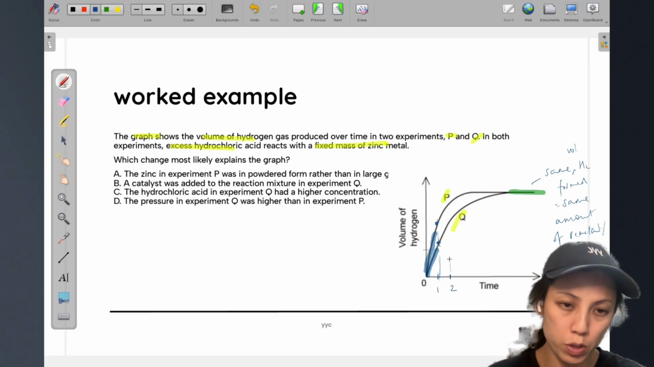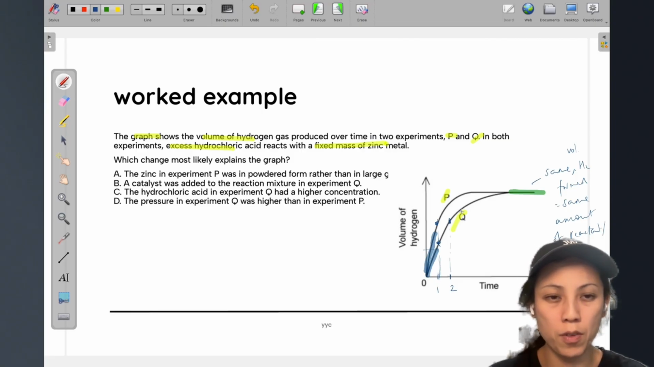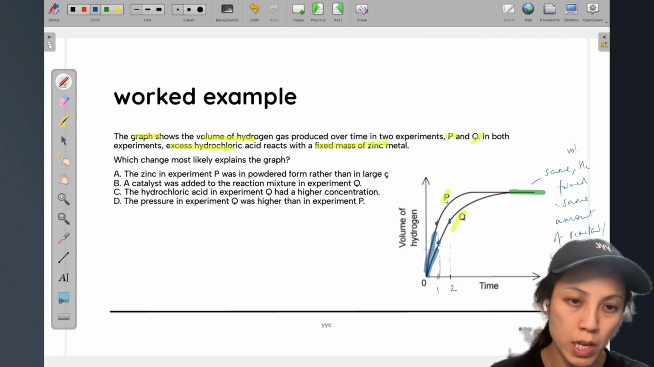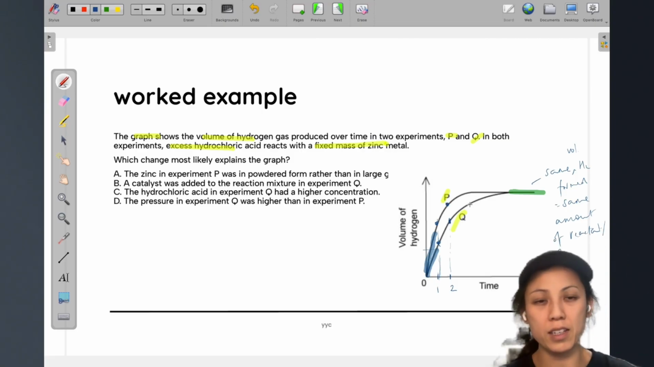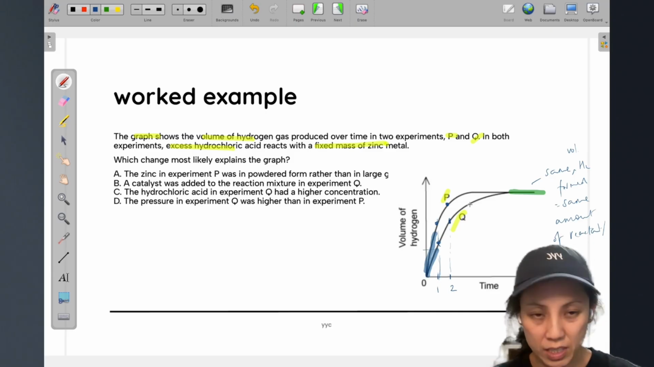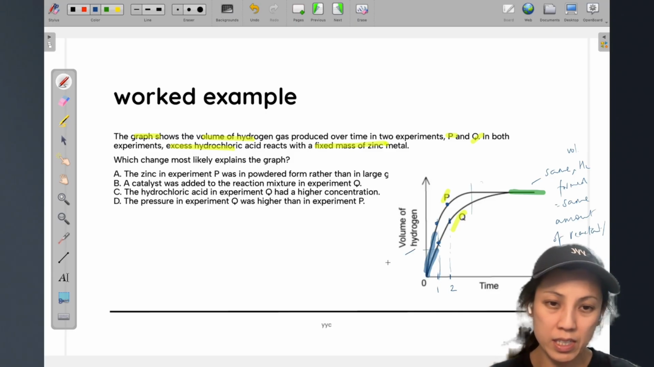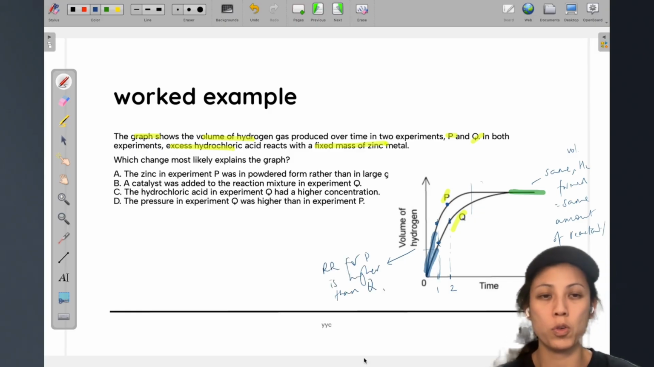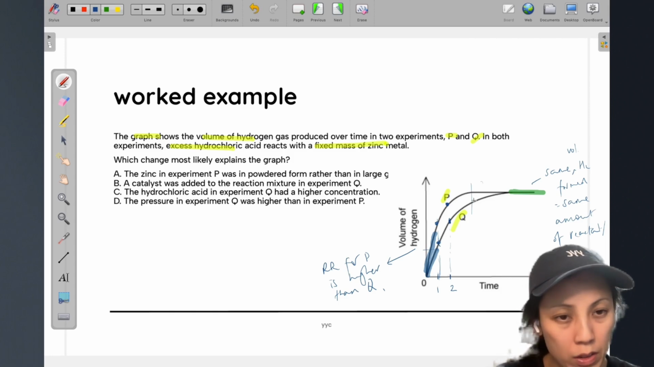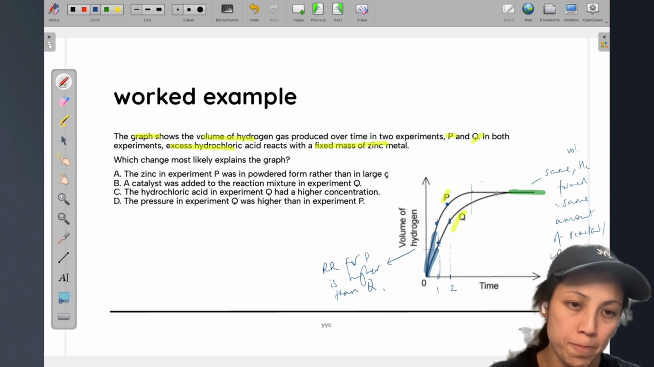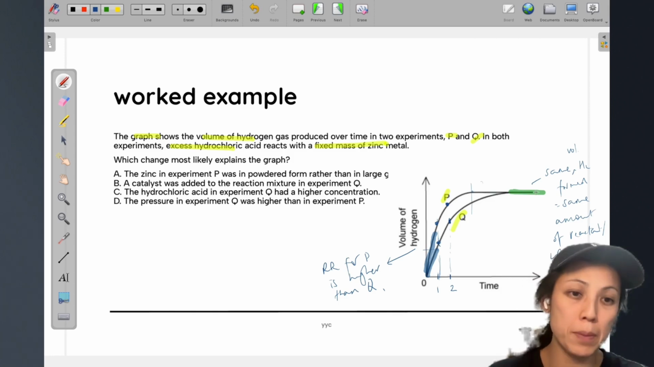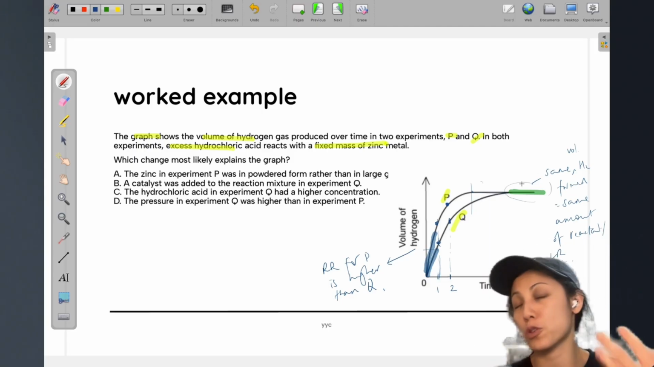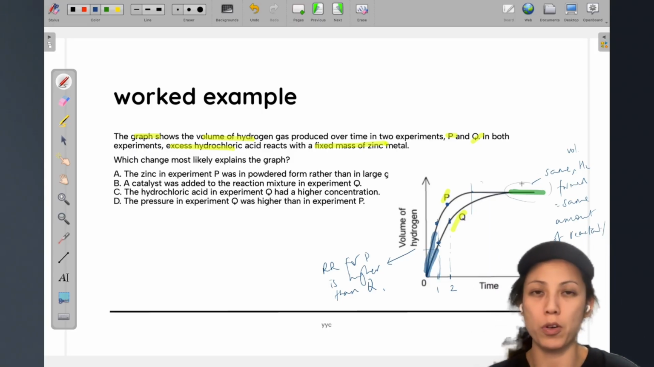If we have a look at 2 minutes, this is how much volume of hydrogen is formed in reaction Q. But look at reaction P, it's a lot higher. So what we can see from this graph, the main difference here is that the rate of reaction for P is higher than Q. However, they'll level off. P starts to level off a lot quicker. Q takes a little bit longer, but they both end up in the same spot where they produce the same volume of hydrogen gas.